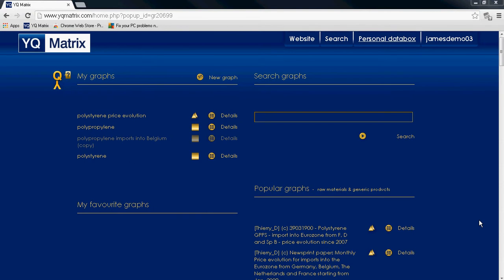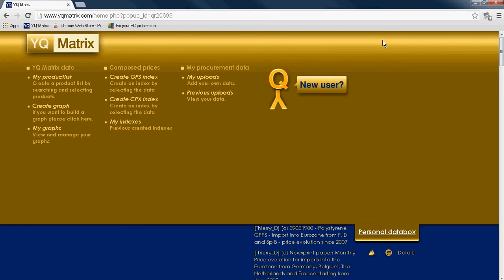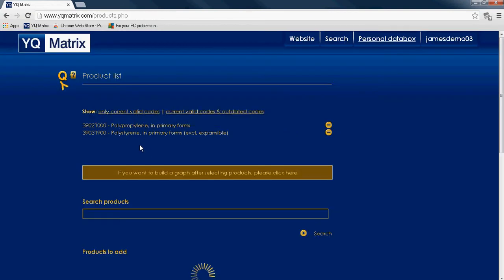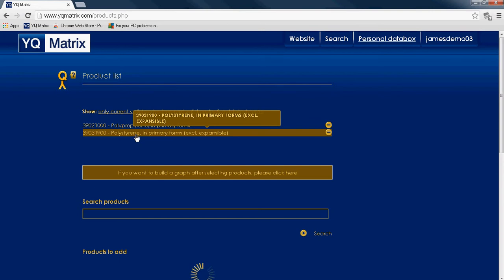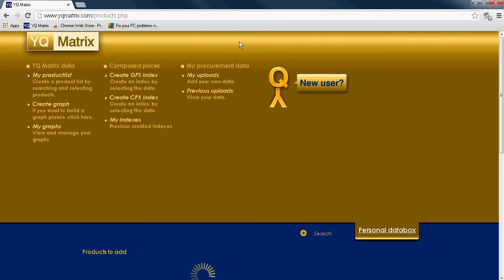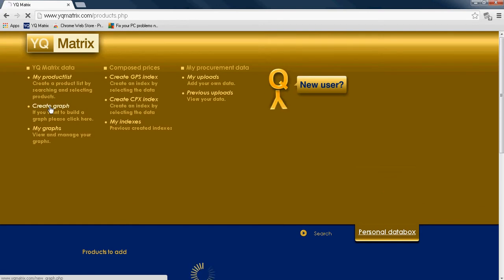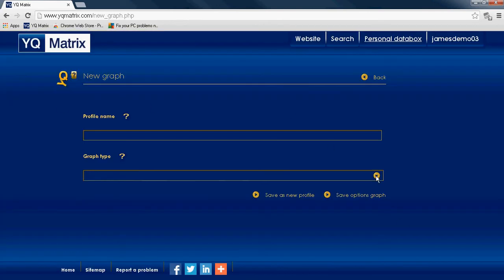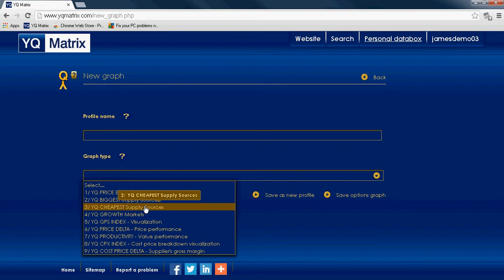And actually, it's pretty easy. You go to your personal data box, you make sure that the product is obviously in the product list. We will double check. Yes, we will look for polypropylene and polystyrene. If you would like to have other products, I already showed you that you could do the search function over here. Once you're sure that they are in your product list, you can create your graph. You select Graph 3, the cheapest supply sources.